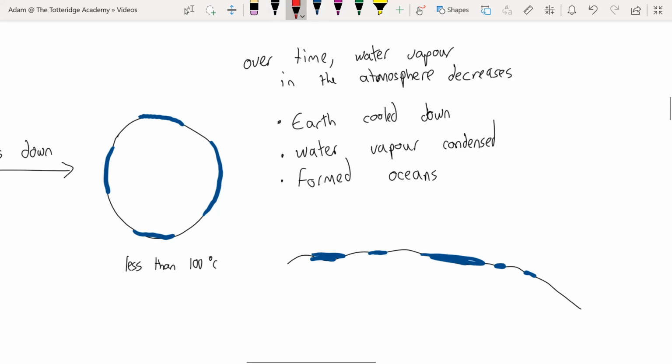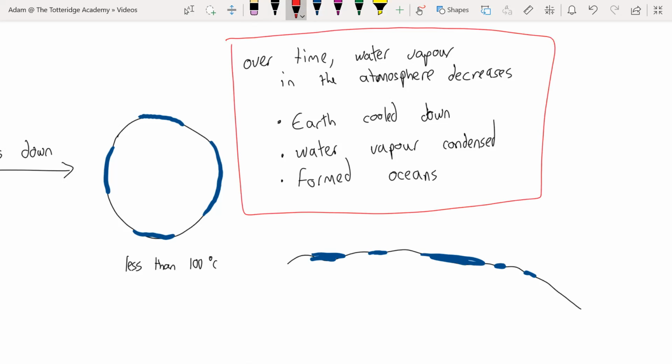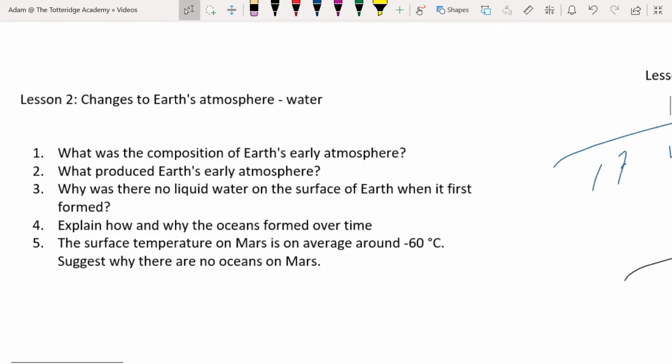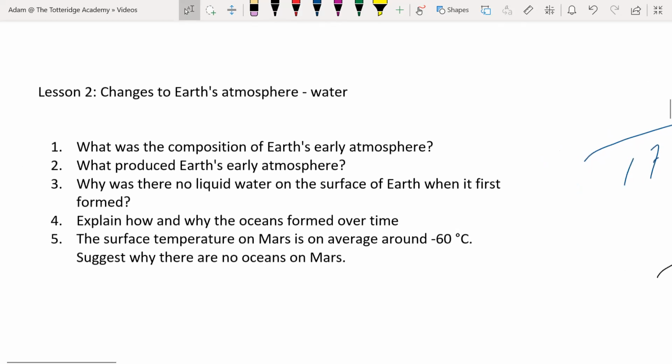This here is your key take home about how water vapor in the atmosphere has changed over time. What I would like you to do is pause your video and write that down for me. Okay, you should only be listening to me now if you have written that down. And we're now ready to do some straightforward questions. And have a go at these for me, please. Pause the video, do the questions.